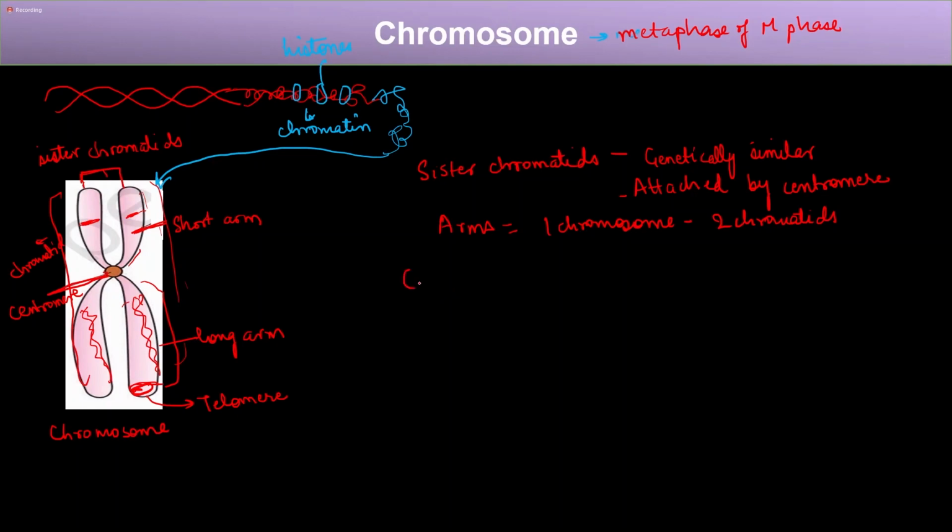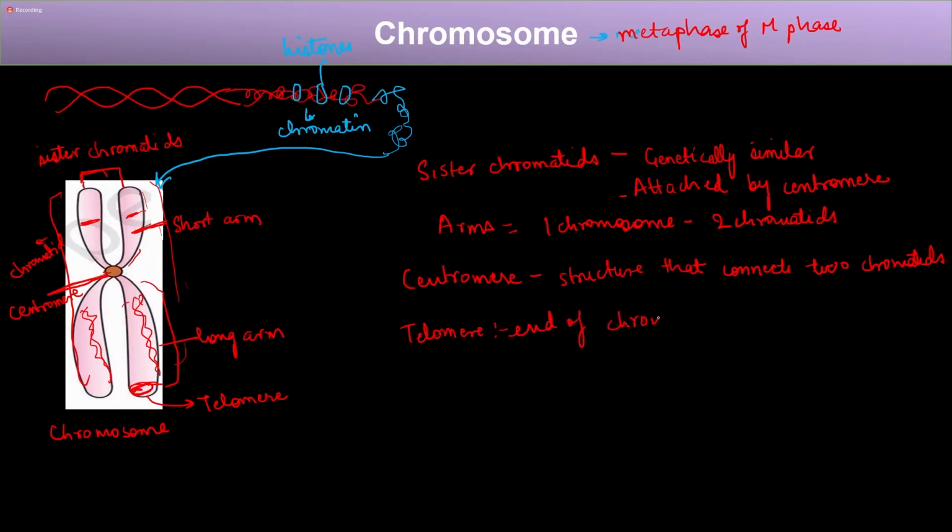Now, the third structure is what we saw as the centromere. What is the centromere? It is a structure that connects two chromatids, right? And then the telomere. What is the telomere? It is the end of the chromosome. Okay. So this is all about the structure of the chromosome.